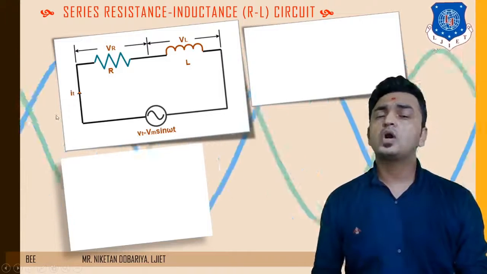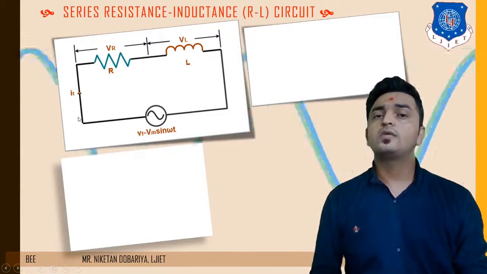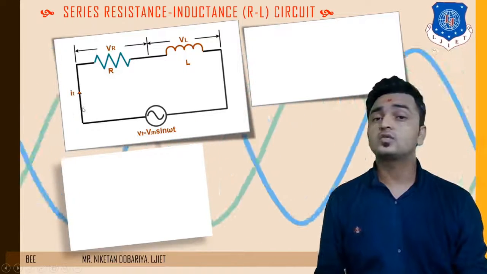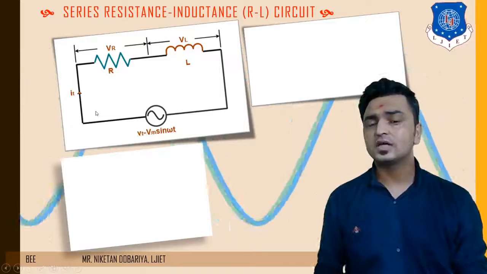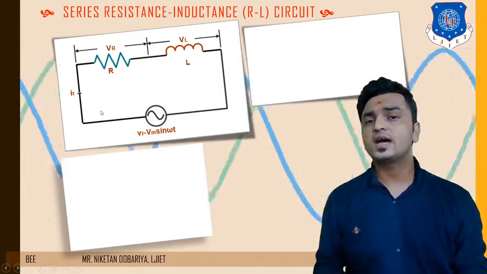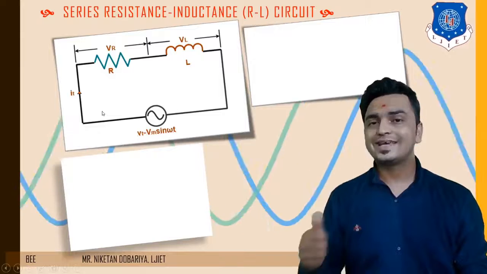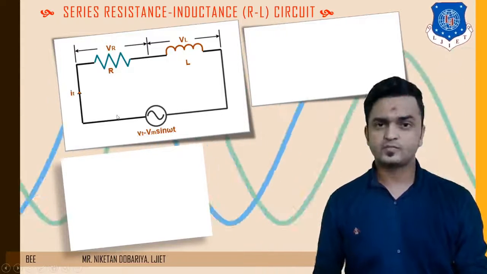In this series, first of all, we will find out the value of this current. We will plot the waveforms of voltage and current for this given circuit. Also, we will plot the phasor diagram for this circuit. And lastly, we will calculate instantaneous power and average power for this given circuit.